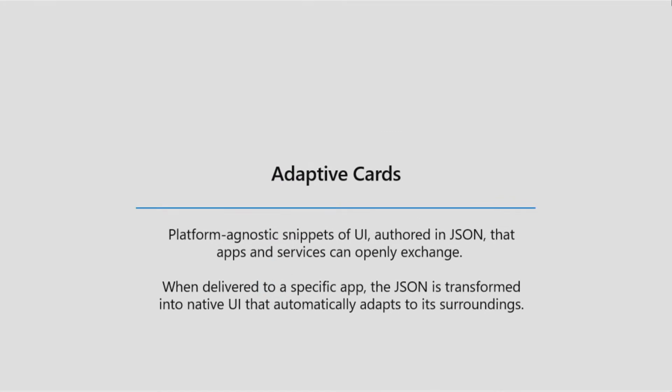So with that, adaptive cards, if you're not familiar, well, this is the first time we've got a video opportunity, so you could press pause now, go to adaptivecards.io, and you'd be fully up to speed because we are going to jump into some pretty cool stuff. But to make sure everyone is somewhat on the same page, adaptive cards are platform agnostic snippets of UI authored in JSON that apps and services can openly exchange. So any platform, they can exchange them because everything speaks JSON. And ultimately, when that card is delivered to a specific app, the JSON is transformed into native UI that automatically adapts to its surroundings. So it's cross-platform, but it's always native on the app that it lands on, and it blends right in. And we'll give you a glimpse of what that looks like as well.